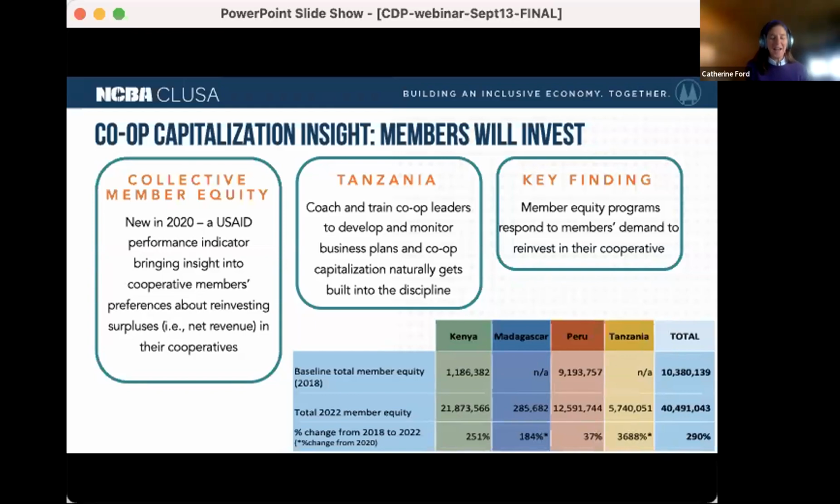Finally, the last finding is that truly member equity programs respond to members' demand to reinvest in their cooperative, and that is the headline: members will invest in this. So please do not shy away from offering and encouraging member equity programs in your co-ops.